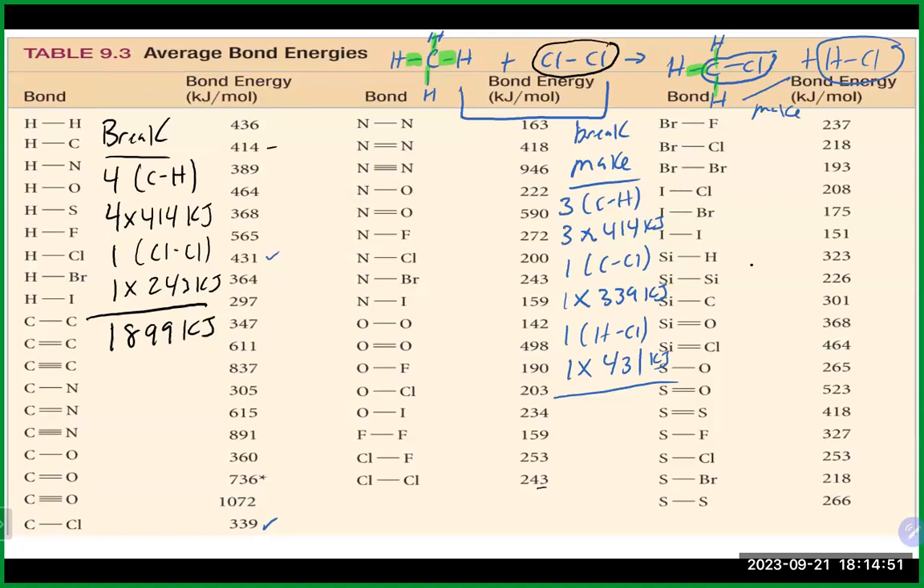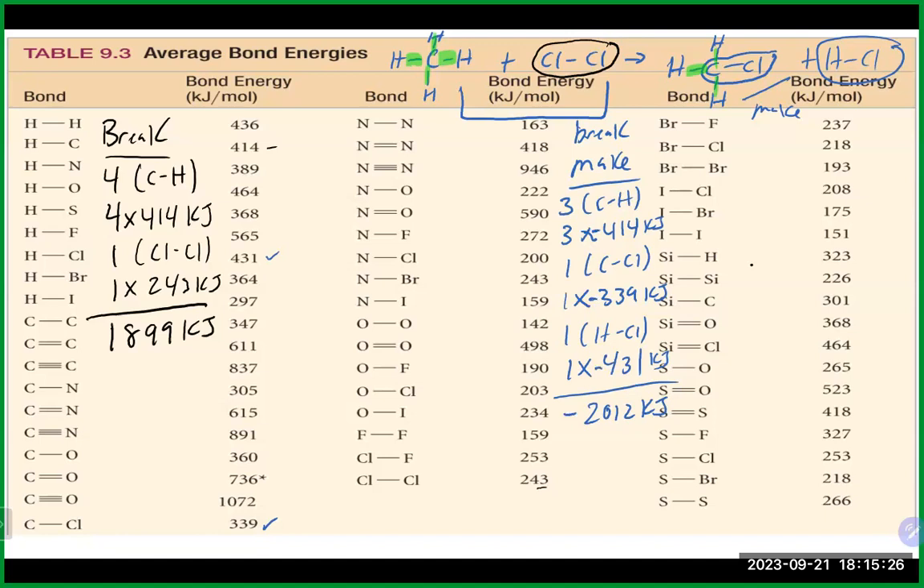3 × 414 plus 339, basically, plus 431. And that's going to give me 2012 kilojoules. And now these are making bonds, which is actually the opposite process. It is exothermic. So you got things wiggling around with a lot of energy. As they lose energy, they slow down so that they can then make the bonds. So these numbers really are negative. Really, all these numbers are negative through here.